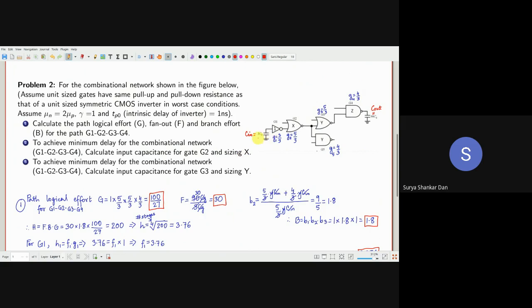This is 3 CG and this is 90 CG. Okay, so path effort you already know. The path logical effort is basically the product of all the individual stages of the path. So the first one is an inverter.